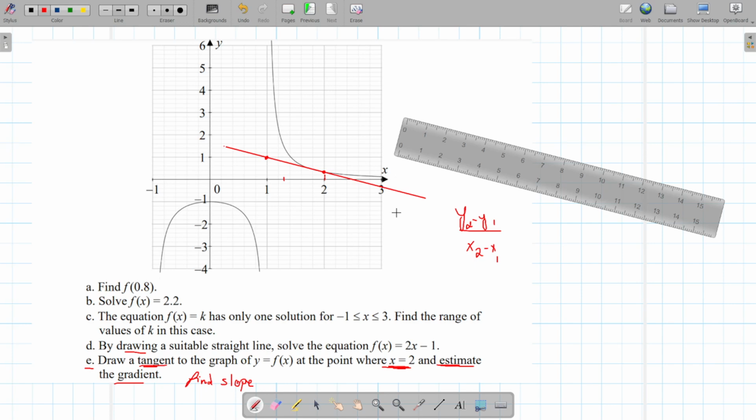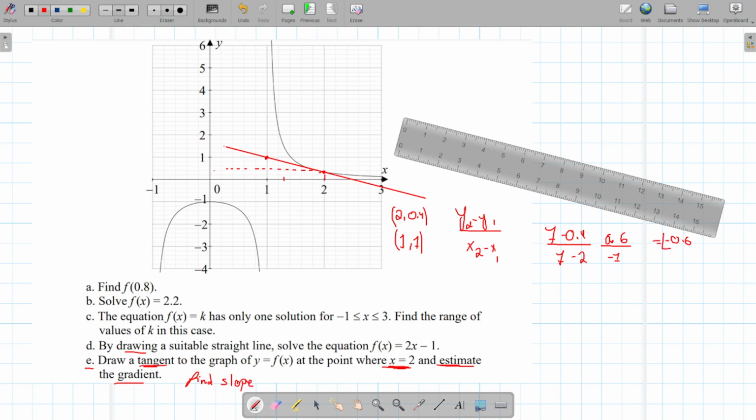So you have the first point 2 comma 0.4, and you have 1 comma 1. y2 minus y1, 1 minus 0.4 over 1 minus 2. It's going to be 0.6 over negative 1. So your gradient is negative 0.6.